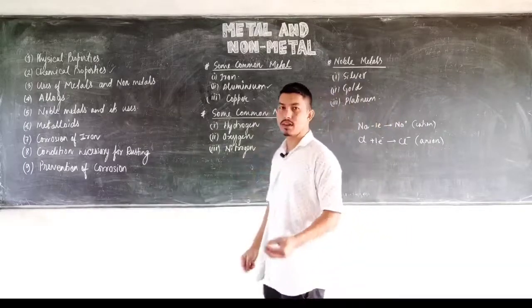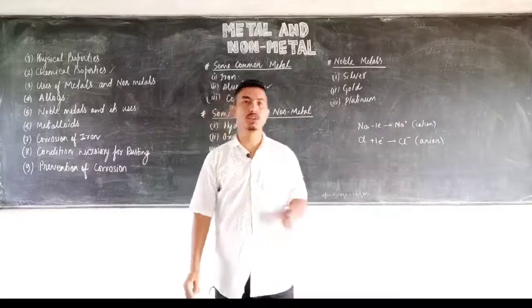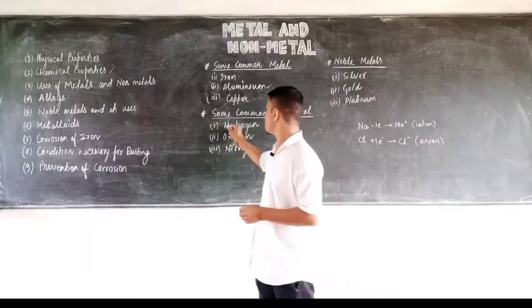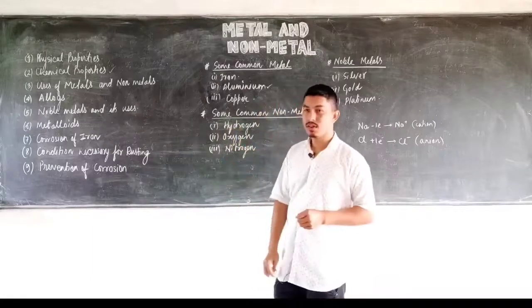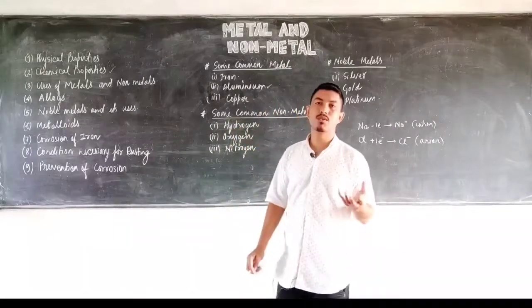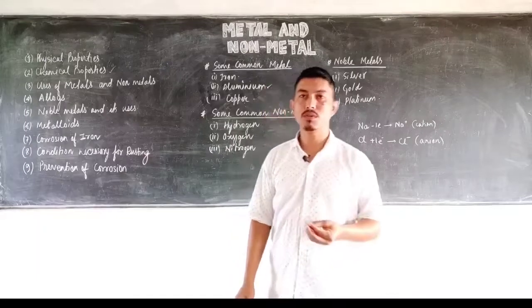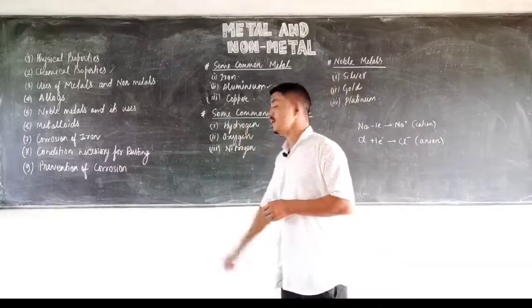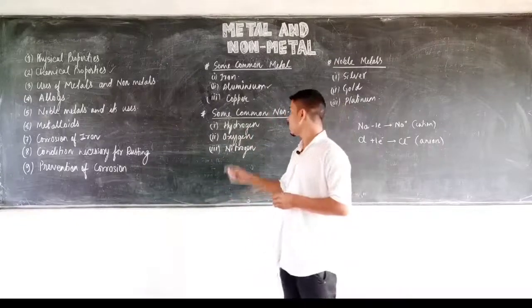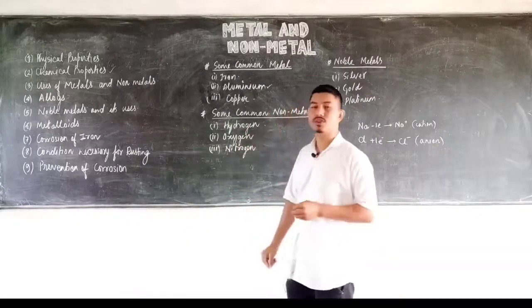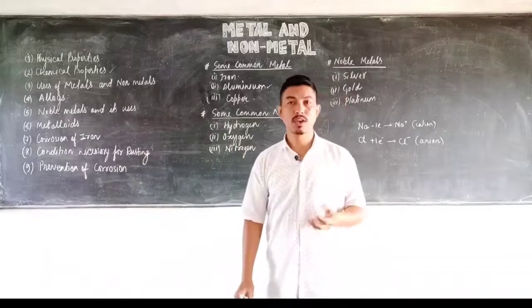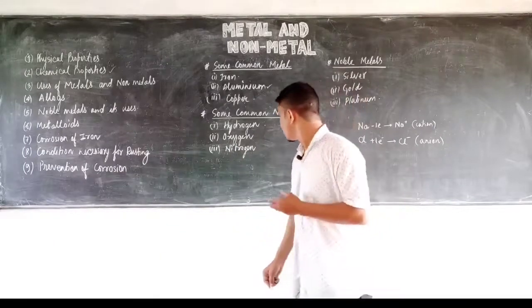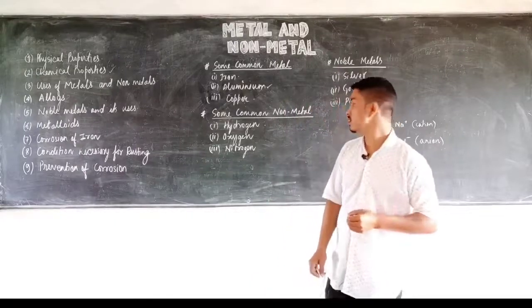As I already mentioned, there are only about 21 or 22 non-metals known to us, but they are of great importance. Just like here we have hydrogen. Without hydrogen the formation of water would not have been possible, and without water life on earth would not have been possible. So hydrogen is a very important non-metal. Apart from that, hydrogen is also used for making vanaspati ghee, and the process of making ghee using hydrogen is known as hydrogenation.